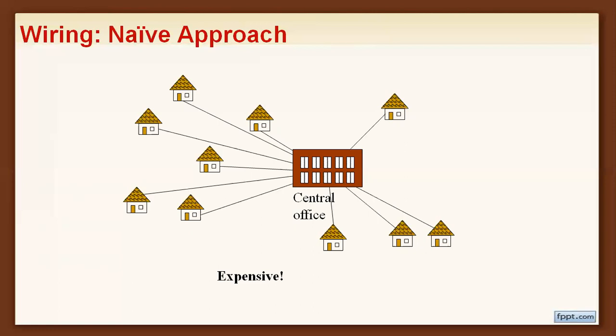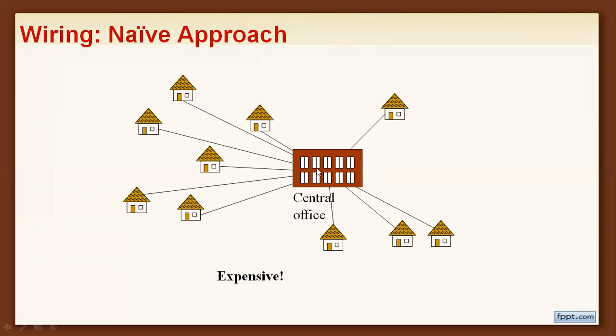Why? Because here each and every residence is connected directly to the central office. From the central office, each and every home or office is to be connected directly. For that purpose, a lot of wiring is required. Why? Because it is a centralized one. So it is more cost expensive.